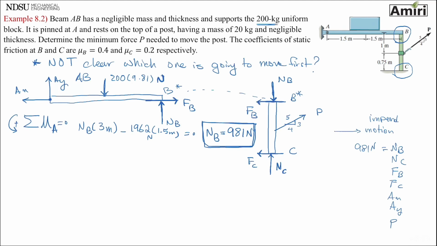Then let's see. From the free body diagram of BC, I'm going to write summation of forces in y direction being 0. I have plus NC minus NB minus, what am I missing here? Oh, this also has weight.